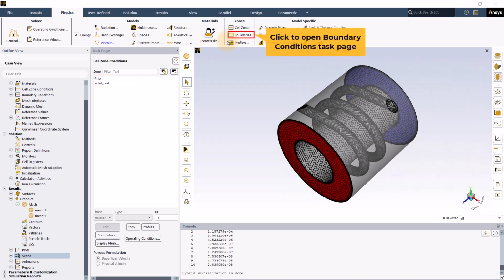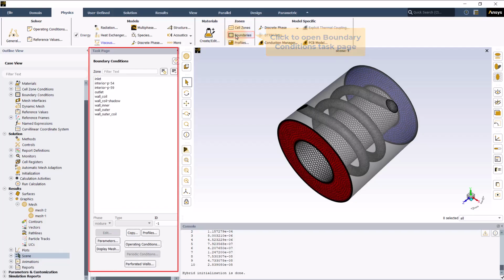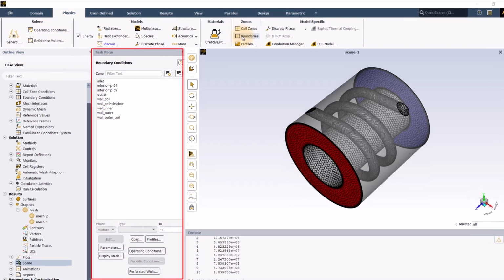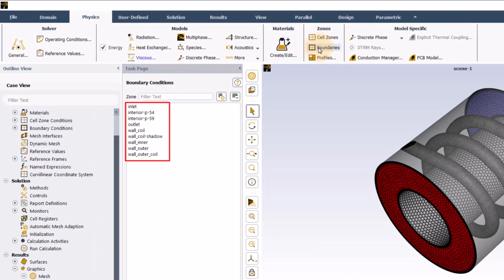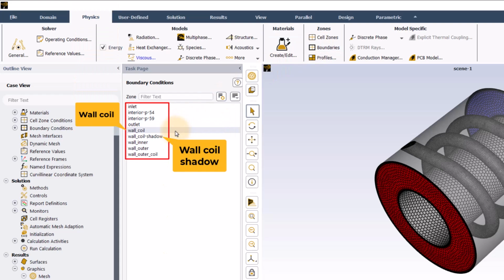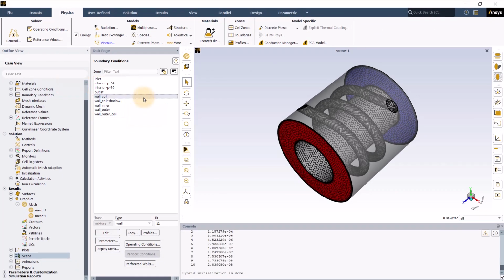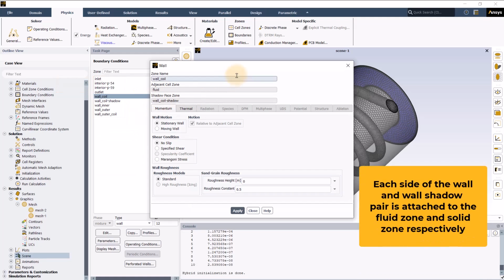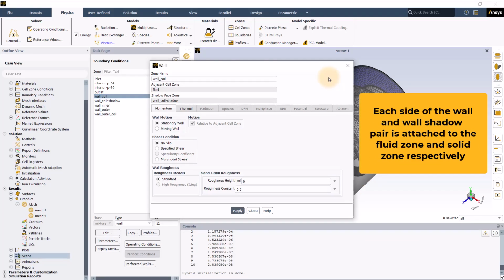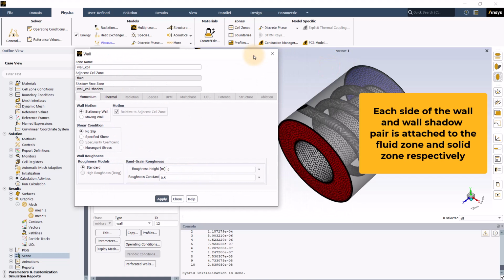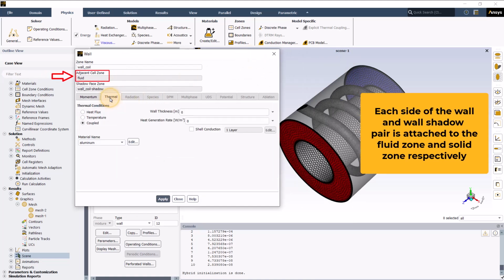In conjugate heat transfer problems, when Fluent first loads the mesh, it makes an identical copy of the wall of the solid. This copy is known as a shadow wall. So you can see here in the panel, there's a wall coil and a wall coil shadow. One side of the wall and wall shadow pair is attached to the fluid zone, and the other side will be attached to the solid zone. You can see which one is which by looking in the adjacent cell zone field.